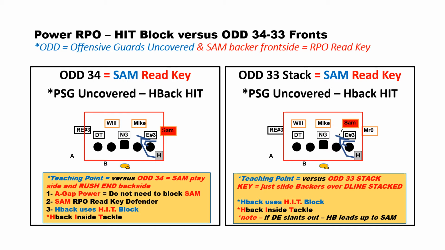Again, everything evolves from a 43. So we just kind of do that. An RE again is a rush end. So he's standing up, but again, it's going to be really a defensive end type player.